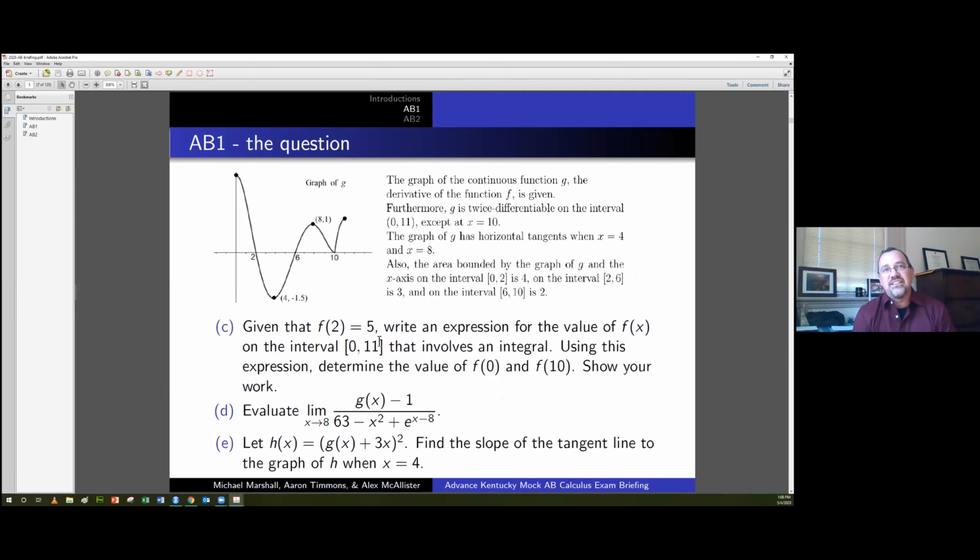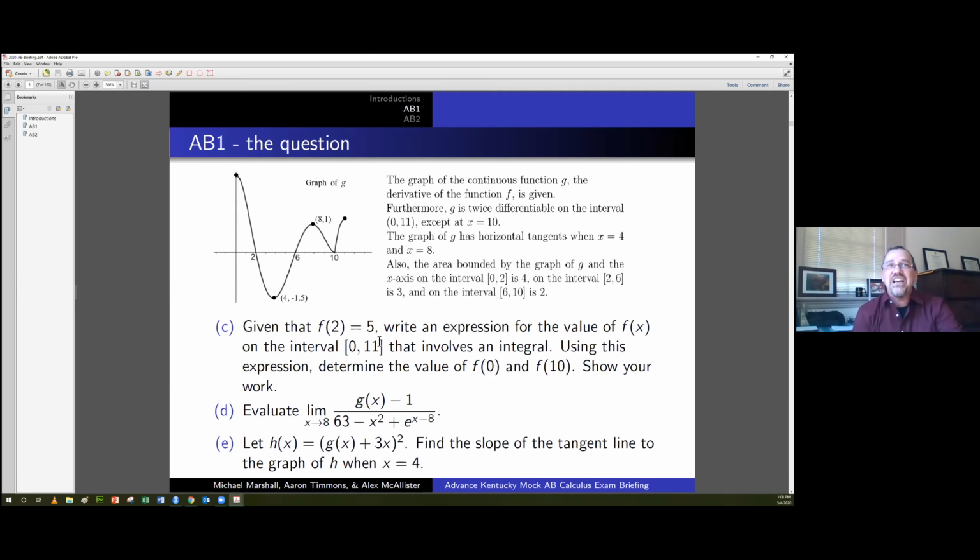And then there's a shift to some calculus that's more integration oriented, asking them to write an expression for the value of the function on this interval, if we've got some initial condition that goes with it, and then use this expression to find the values of f(0) and f(10). Part D is to evaluate a limit, and there's some L'Hopital's action that's going to happen in that one. And then part E is finding tangent lines. So we're back to doing derivatives and thinking about chain rules again.